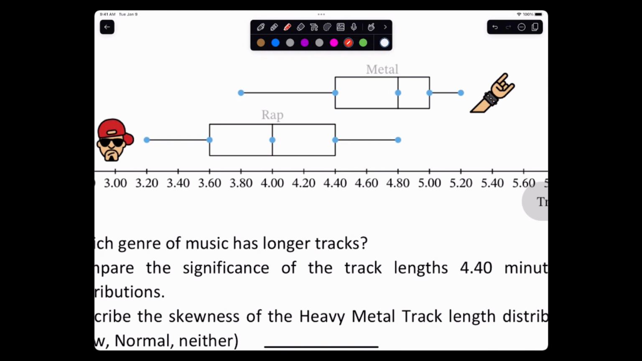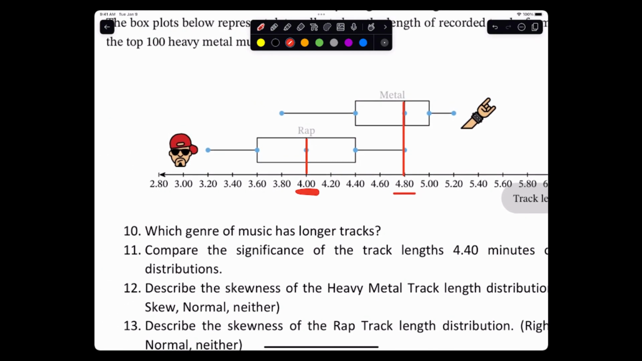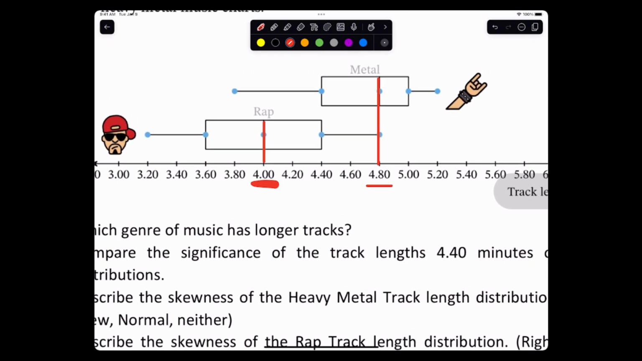So where's your median value? What's the median value for rap? They're really asking you, can you read a box plot, ladies and gentlemen? Geez, you're not even performing any math, are you? You're just reading. What's the median for rap? Yeah, take a look. This is the rap. Isn't it right here? Isn't it 4 minutes for rap? Compared to what? 4 minutes and 80 seconds for metal.